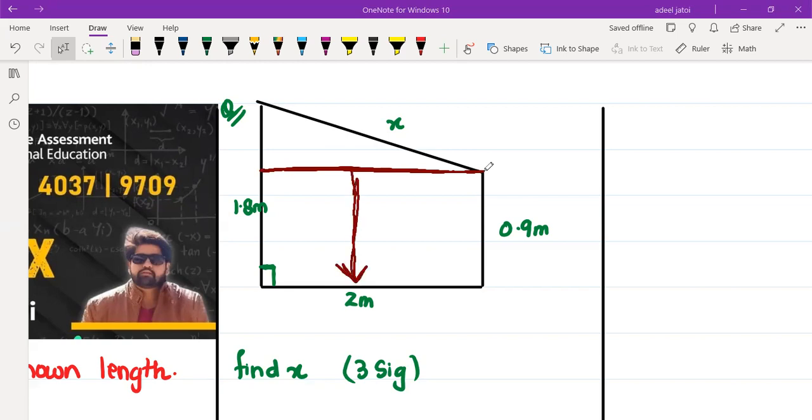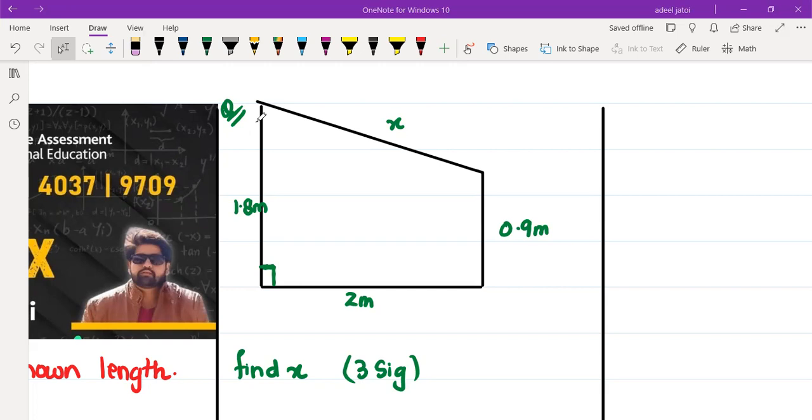On the other hand, on your left side is 1.8 for this entire line. But on the other hand, this side is 0.9 for this part only. So what we need to do is subtract 0.9 from 1.8 to have the answer for this part only. And the answer, 1.8 minus 0.9, is 0.9.